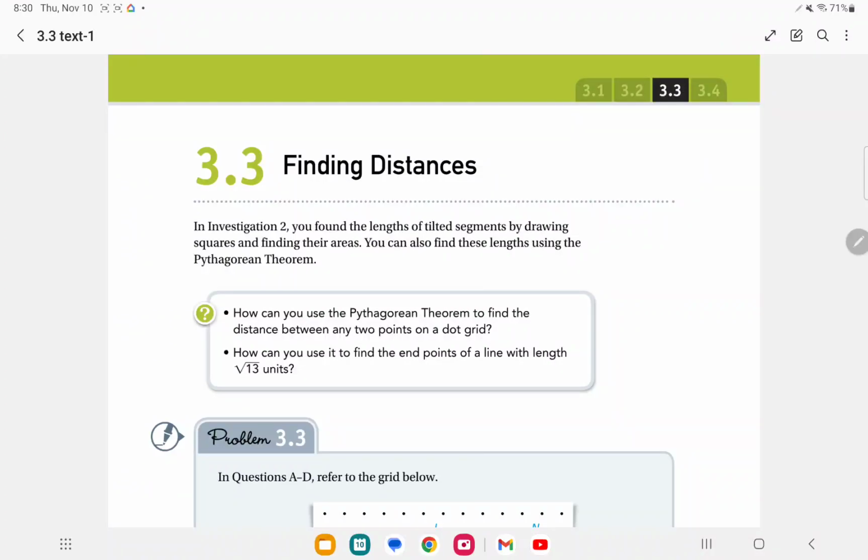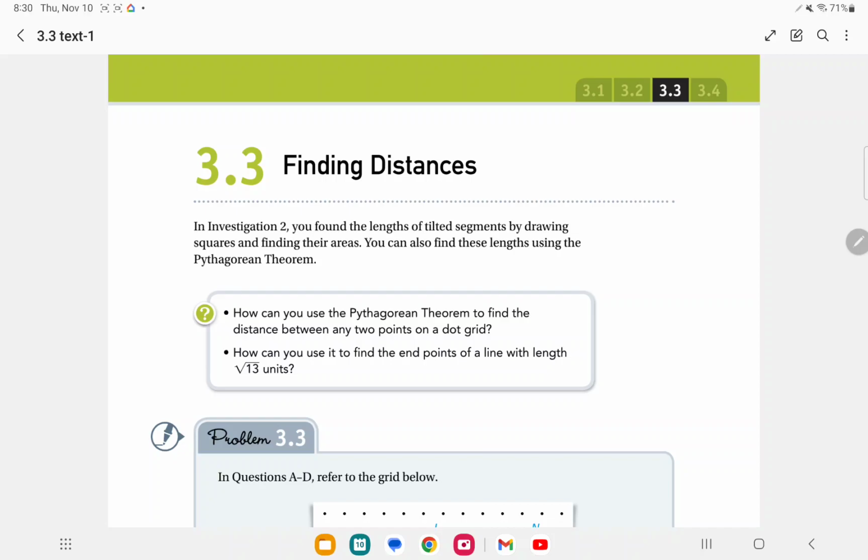In this video, we're going to be taking a look at 3.3, finding distances. Like, hey, listen, we've already done this. We've done this in the previous investigation, so this isn't necessarily new. We're just applying it to the idea of the Pythagorean theorem, right? So knowing this will make things a lot easier moving forward.